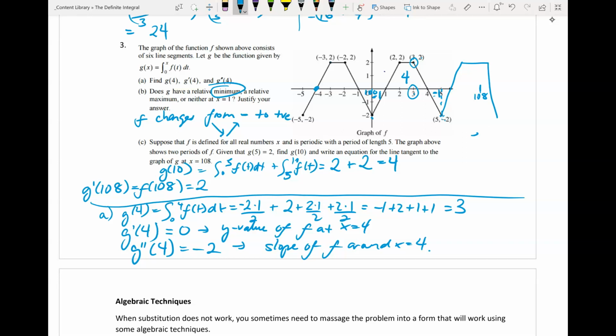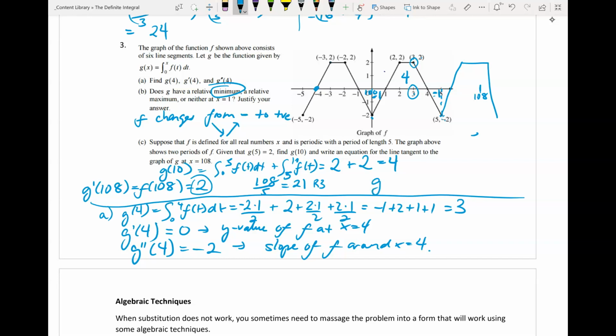The next thing I want to do is find the y value when x is equal to 108. Now, we do need to figure out how many times we're going to repeat this process all up to 108. So we can do 108 divided by 5 for the period of 5. This occurs 21 times with a little extra 3. So I'm just going to say remainder 3.